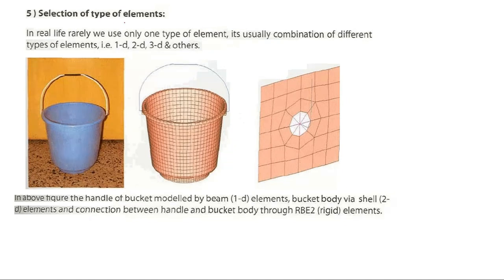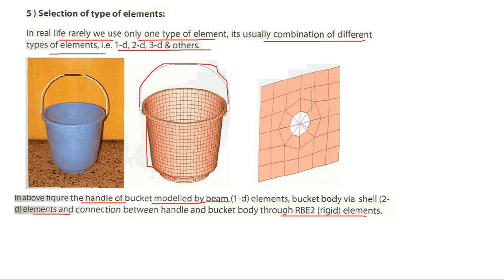Selection of type of elements. In real life, rarely we use only one type of element. It is usually a combination of different types of elements, 1D, 2D, 3D, others. In the above figure, the handle of the bucket is modeled by beam. This is the beam element, 1D element. Bucket body is a shell element. And connection between handle and bucket body is through rigid elements. Yeah, that solid element will make it.